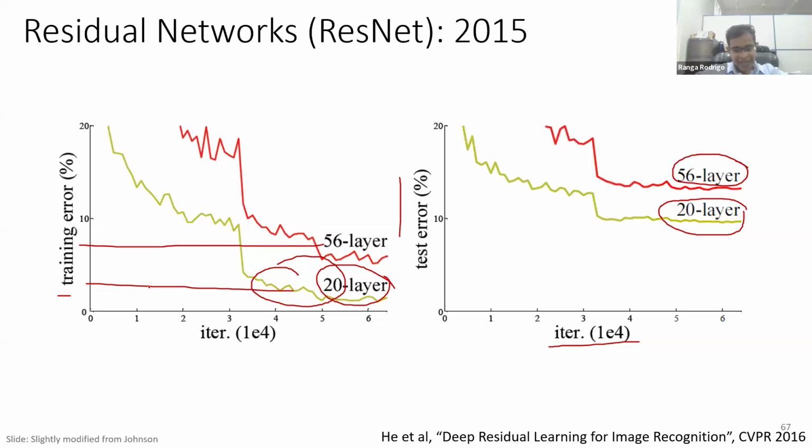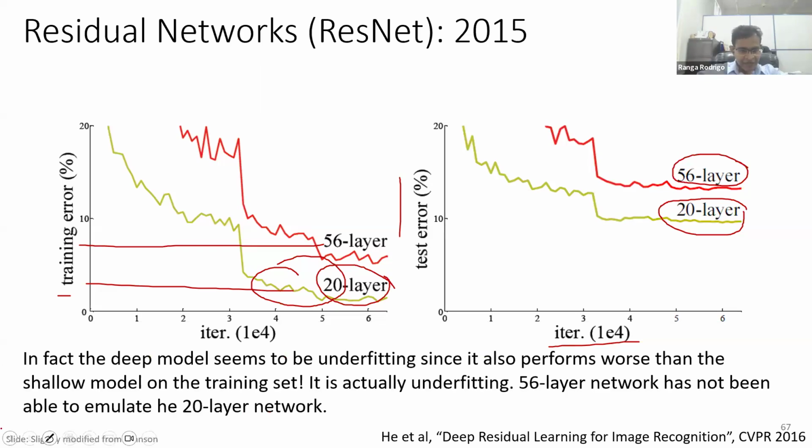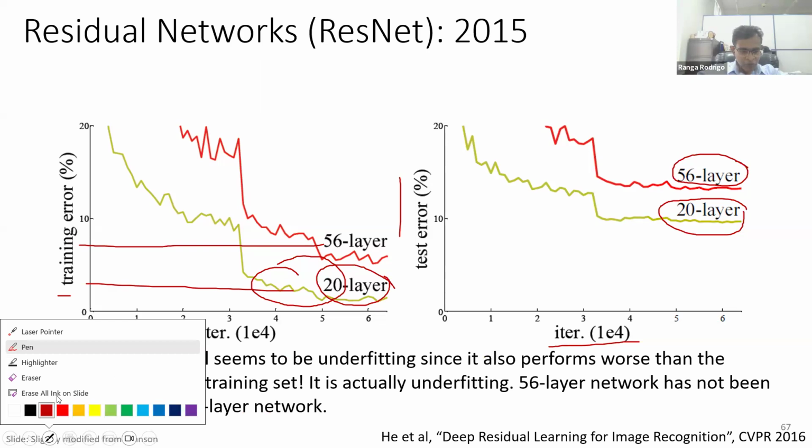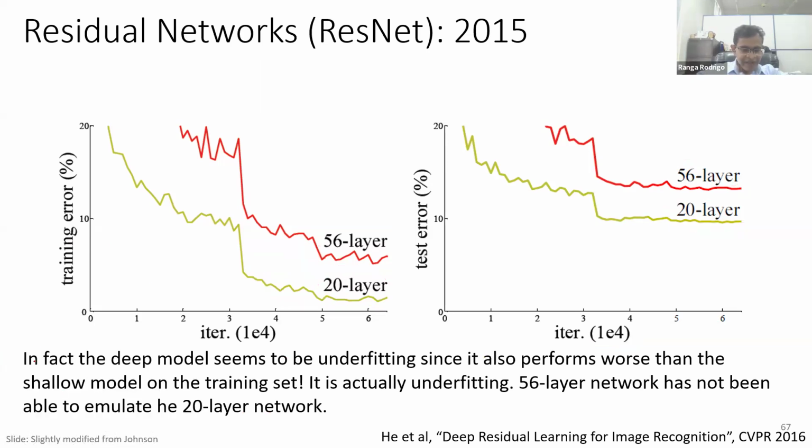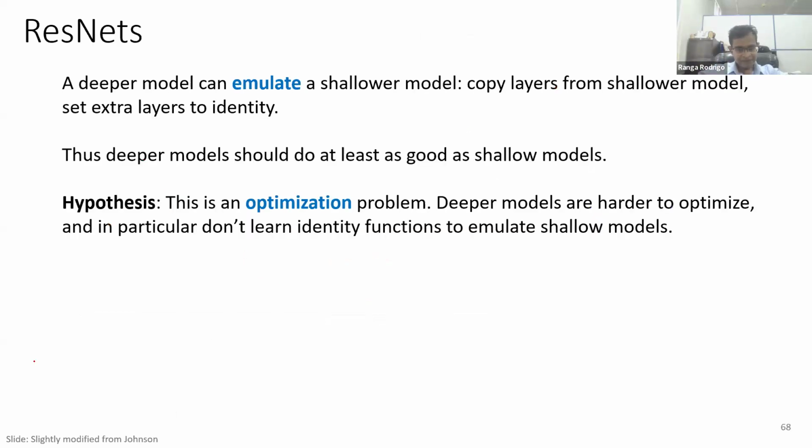So they thought about it and they gave some kind of a proof by construction. We will look at that. In fact, the deeper model seemed to be underfitting since it also performs worse than the shallow model on the training set. It actually is underfitting. The 56-layer network has not been able to emulate the 20-layer network. A deeper model can emulate a shallow model: copy the layers from the shallow model, set the extra layers to identity. So, I hope you understand this concept.